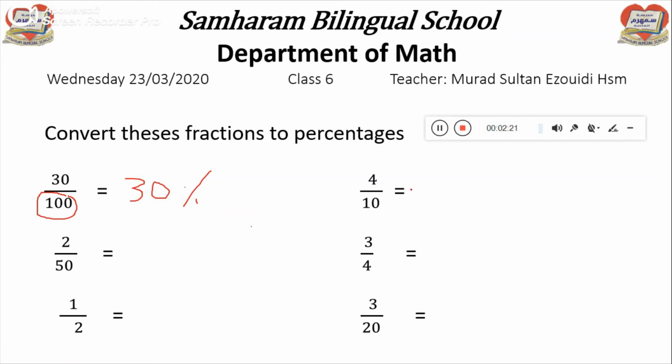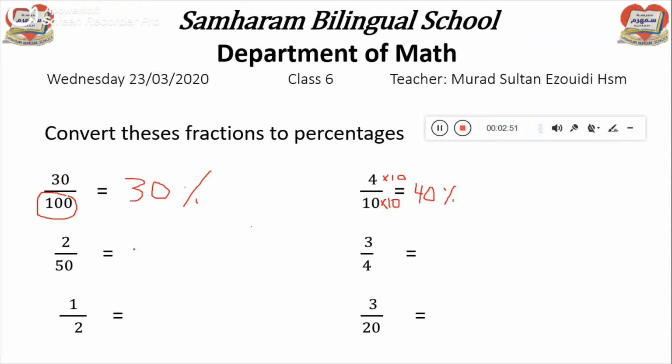Then 4 divided by 10 is 40%. Why, my kids? Because we can write 4 multiplied by 10, which is 40, and 10 multiplied by 10 is 100. So it will be 40 divided by 100, which is 40%.